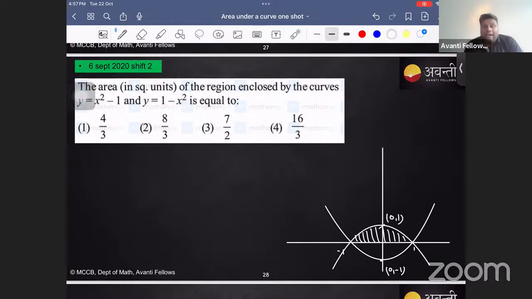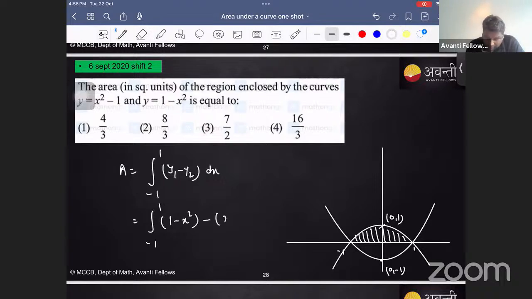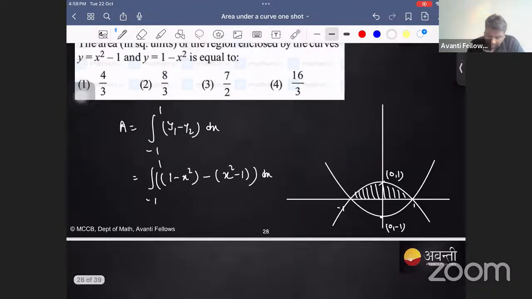And then double it, because the same area is below the x-axis. Or if you don't want to do this, you simply subtract the two curves. So area will be what? Integration -1 to 1, y1 minus y2 dx. So -1 to 1, the upper curve is what? 1 minus x square, minus the lower curve, which is x square minus 1, dx.